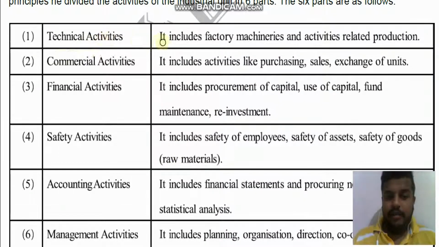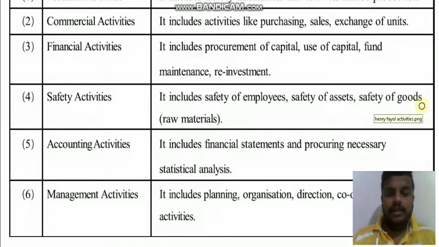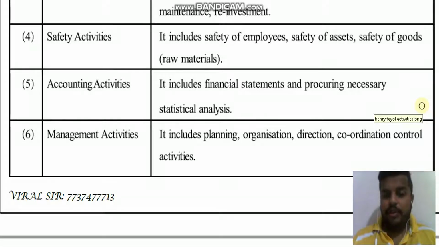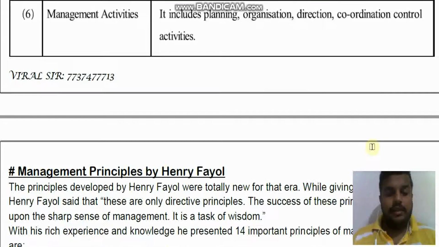First is technical activity. It includes factories, machineries, activities related to production. Then comes commercial activity. It includes activities like purchasing, sales, exchange of units, etc. Financial activities include procurement of capital, use of capital, fund maintenance, reinvestment. Safety activities include safety of employees, safety of assets, safety of goods, raw materials, etc. Accounting activities include financial statements and procuring necessary statistical analysis. And last is management activities, which include planning, organizing, directing, coordination, control activities.